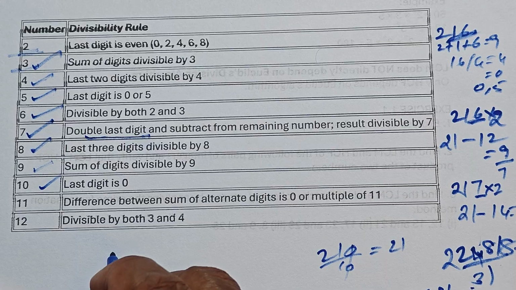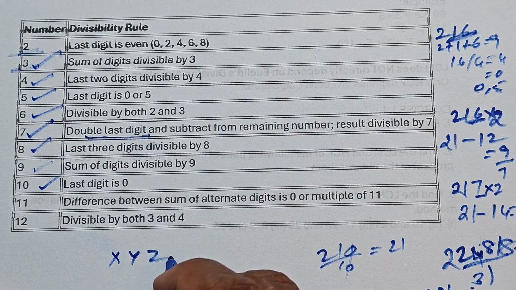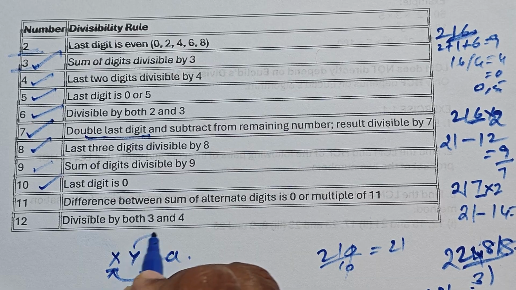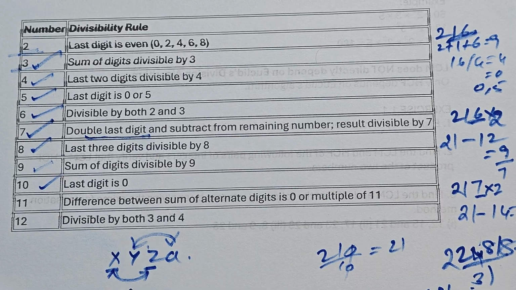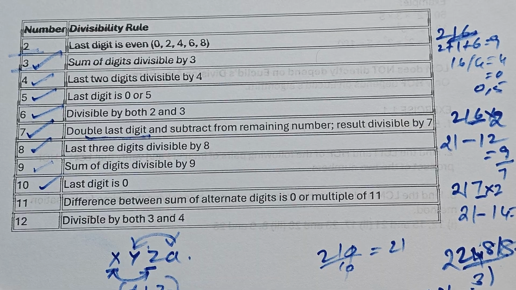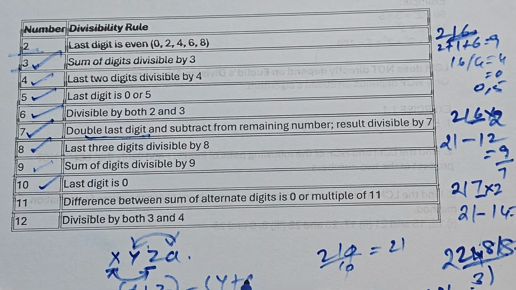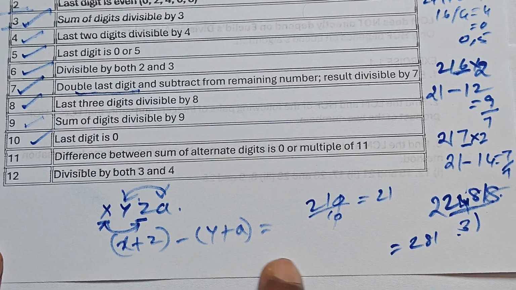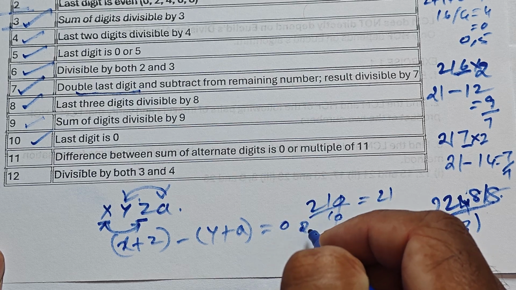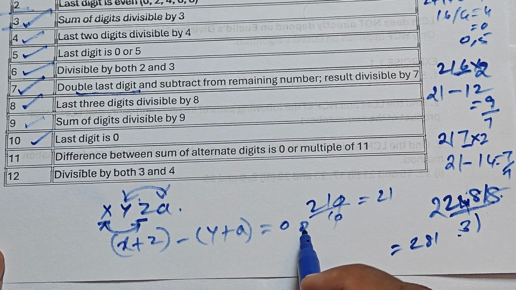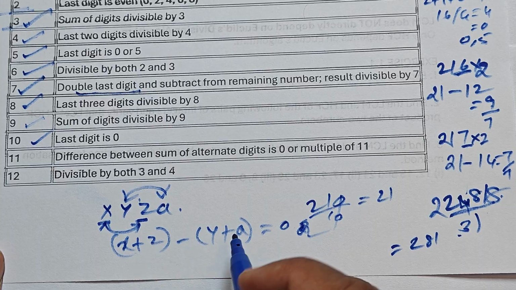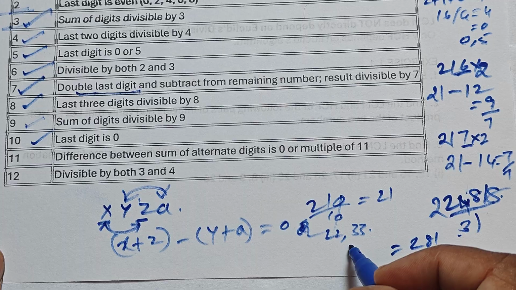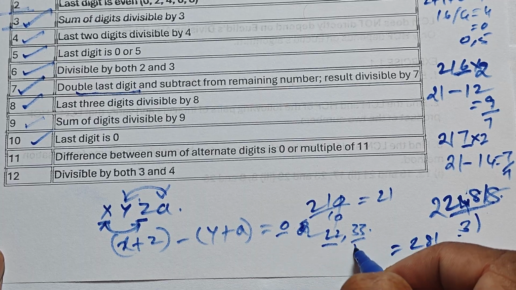Like suppose if there are 4 digits x, y, z, and a. So alternate digits means this, the sum of these two digits plus sum of these two digits you take. So x plus z minus y plus a. If this result is 0, or if this difference is a multiple of 11, like say 22 or 33, something like that, then the final result is divisible by 11.